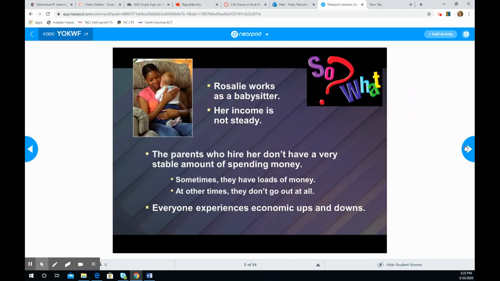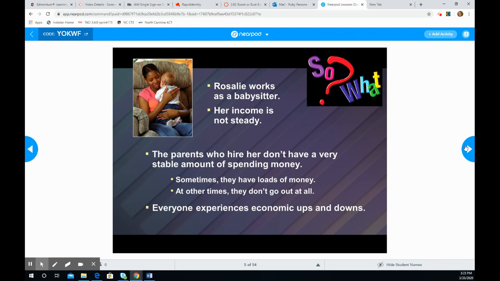the business cycle. So Rosalie, she's just a babysitter. Her income, because of being a babysitter, is not steady. The parents who hire her don't have a very stable amount of spending money. Sometimes they have loads of money. Other times they don't even go out at all because they have no extra money.